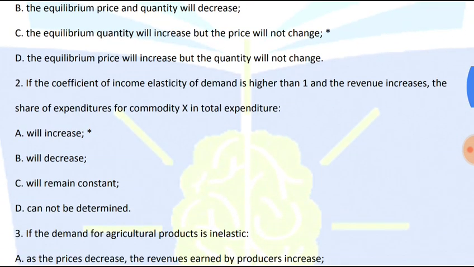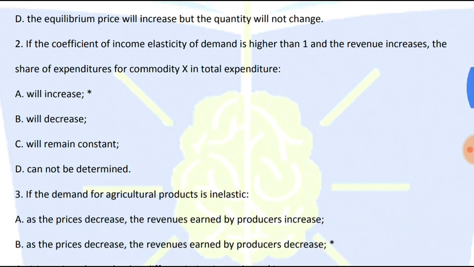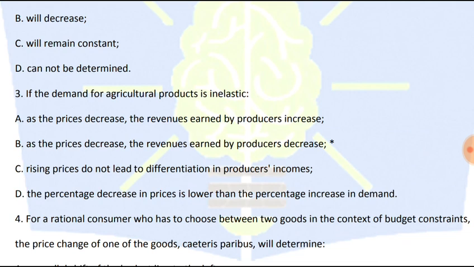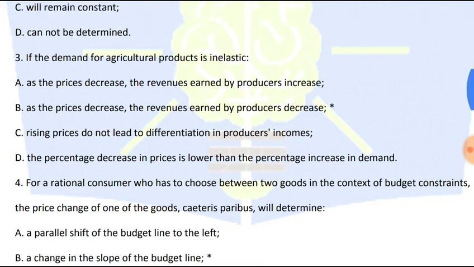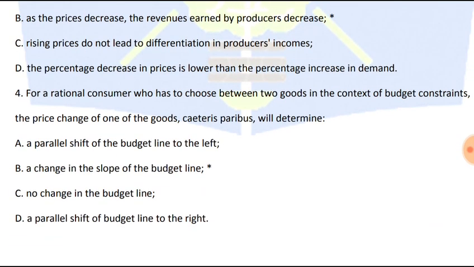Another question is: If the coefficient of income elasticity of demand is higher than 1 and the revenue increases, the share of expenditures for commodity X in total expenditure will increase. The next question is, if the demand for agricultural product is inelastic, then as the price decreases, the revenues earned by producers decrease.